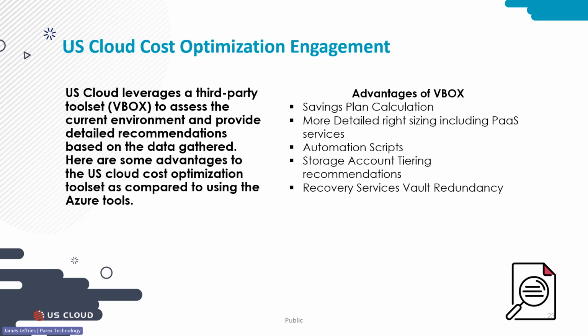So VBox will look at the resources being backed up into the vault and say, hey, you've got a GRS vault here that you're paying 5.5 cents a gig on. You could go to LRS and pay 2.5 cents.